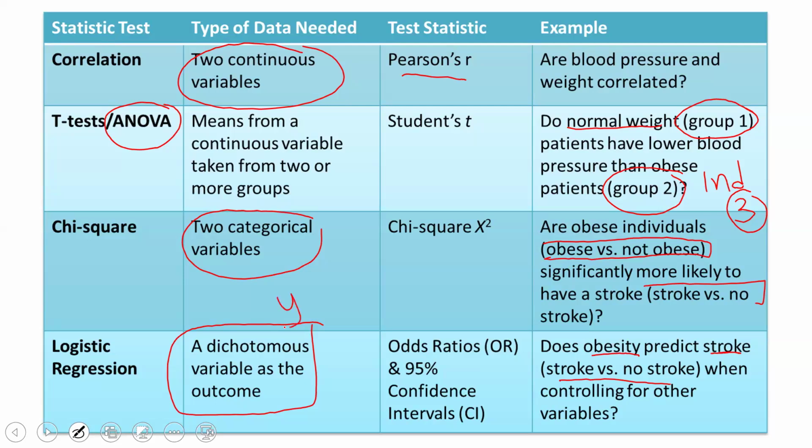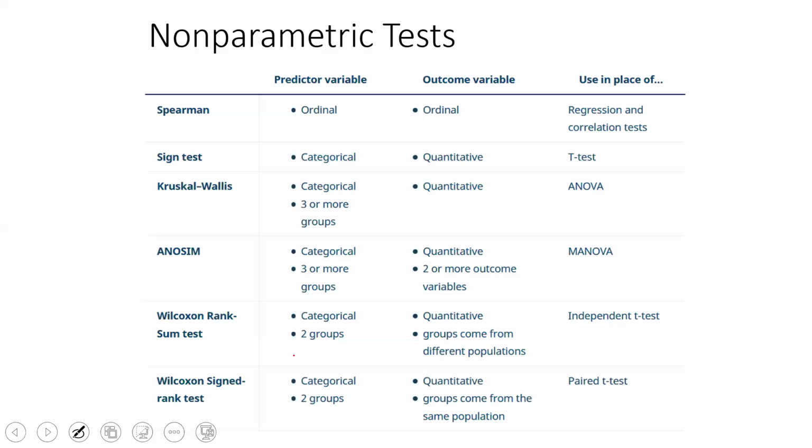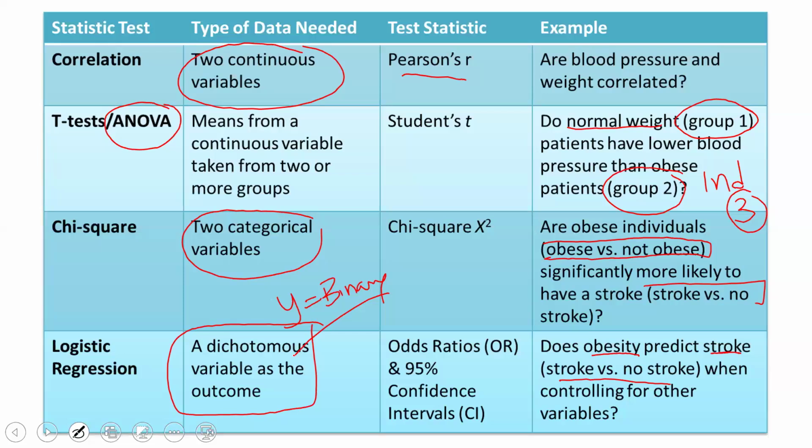Always remember, when your y is binary, you use logistic regression to do your inferential analysis. So these are our examples of non-parametric tests. This one is non-parametric because the variables here are categorical. This is parametric, this is parametric, this is parametric.